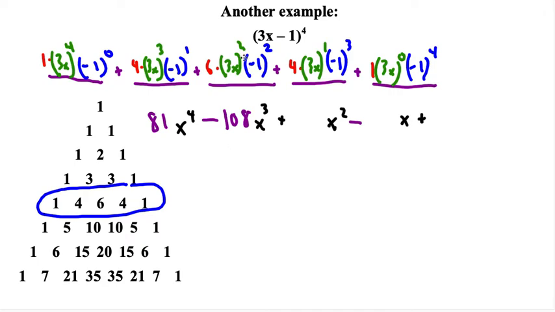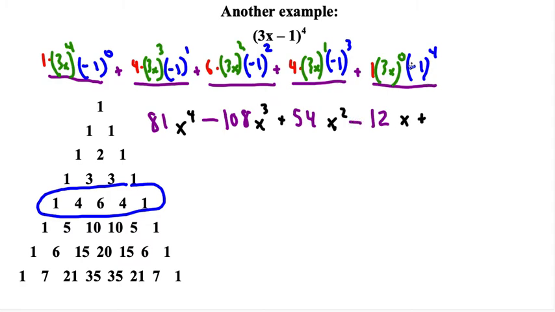Okay, so keep going. Where did we leave off? First term, second term, third term. 3 squared is 9, times 6 is 54. Next term. 3 to the first is 3, times 4 is 12. And, well, wait a second. Negative 1 squared was positive. That's a positive. Negative 1 cubed. Anytime a negative is raised to an odd power, it stays negative.